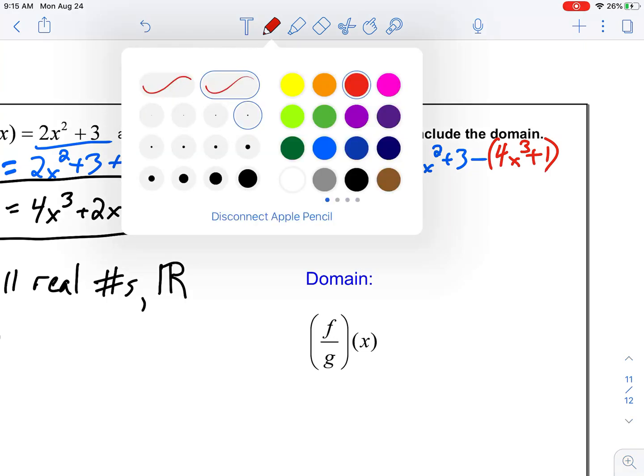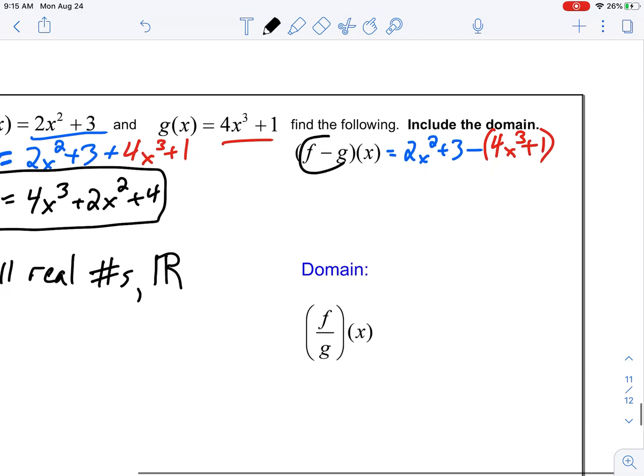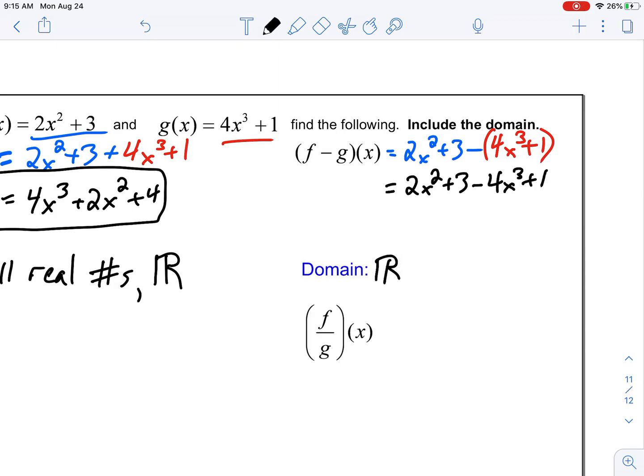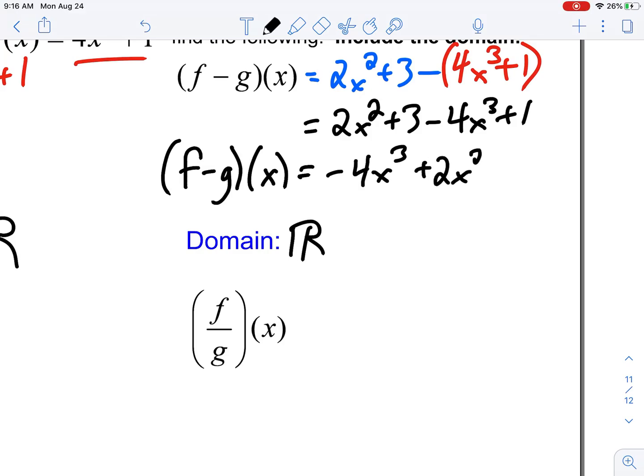Again, pausing to check my domain. f doesn't have any restrictions. g doesn't have restrictions. My new function, f minus g, doesn't have any restrictions, so my domain is all real numbers. Now to clean this up, I'm going to distribute the negative in, minus 4x cubed minus 1, and then I'm just going to combine like terms. So my new function, f minus g, again, f minus g is just the name, is negative 4x cubed plus 2x squared plus 4.